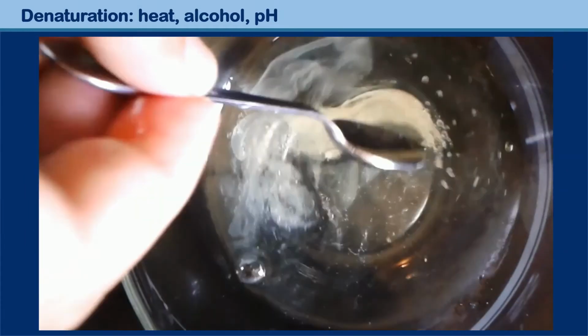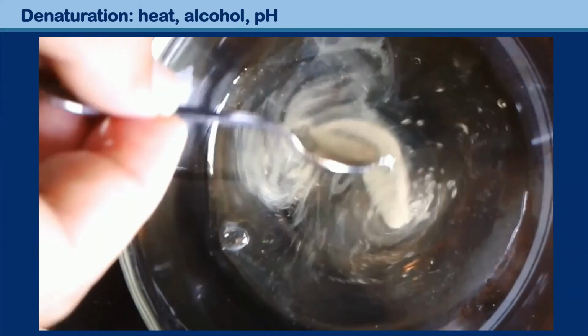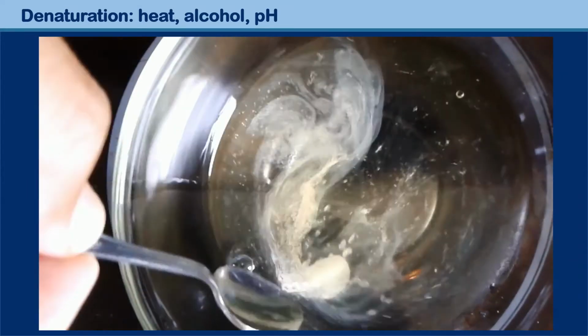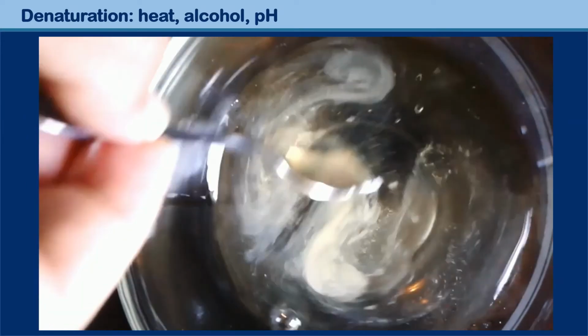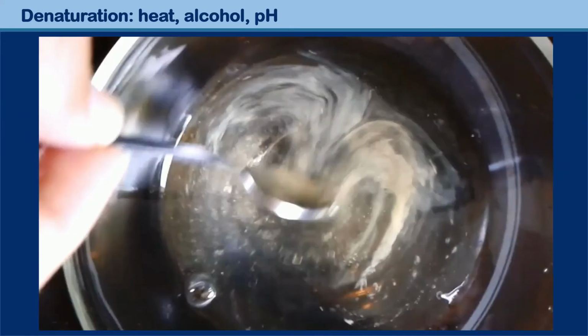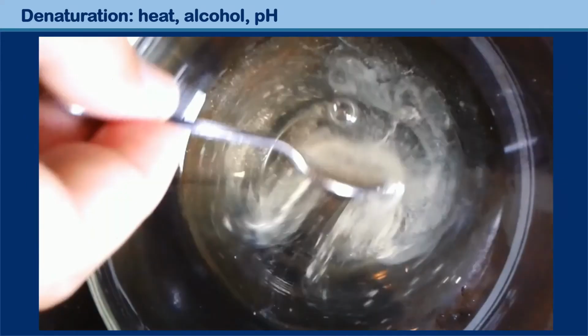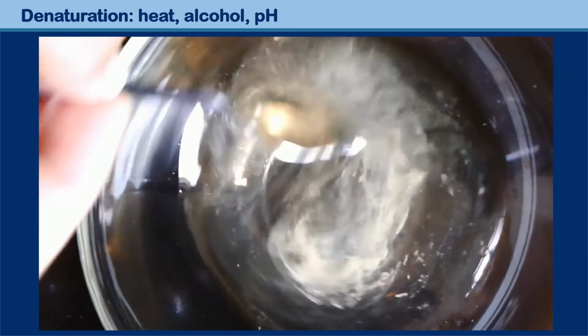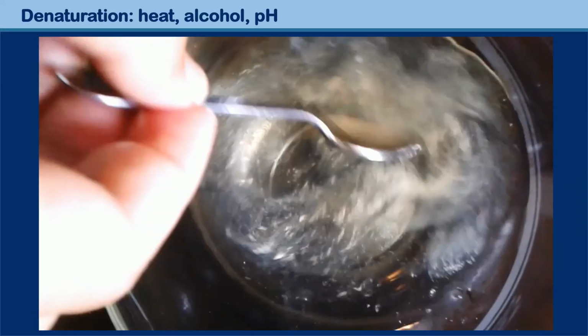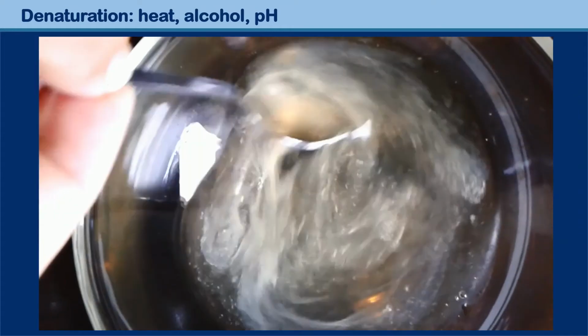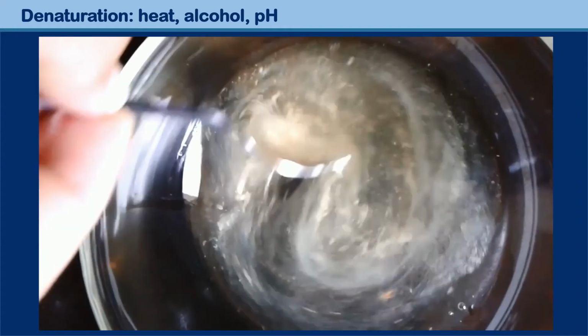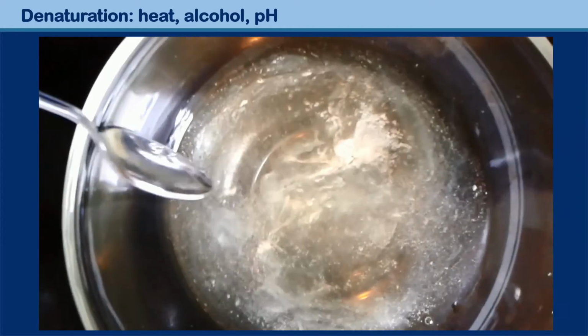So forget about the alcohol part. You have to know that heat and pH are able to denature proteins. If you basically cool the egg down and if you freeze it, it does not denature. It's going to stay raw. It's going to stay clear. But once you've heated it up, essentially it's irreversible.